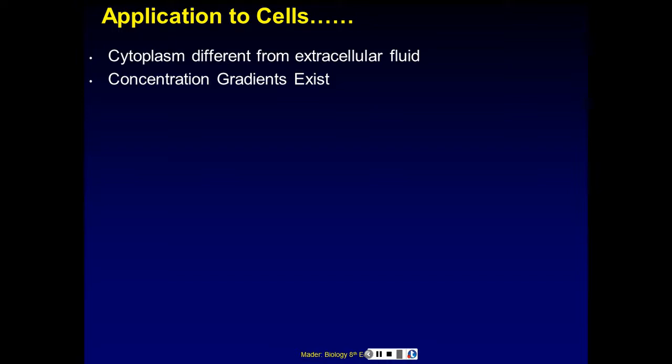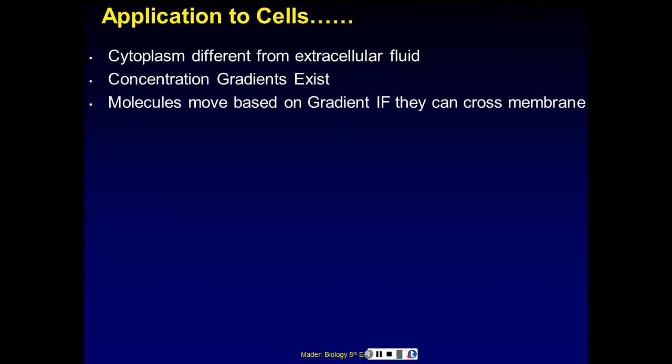and those are two very large ifs, if a gradient exists, those molecules are going to automatically move from the area where they are higher concentrated to the area where they are lower concentrated. And this is done without energy. It's done without any control from the cell. The cell can't stop it. If there is a concentration gradient that exists, they will automatically go from high to low based on that gradient. And again, that's if they can go through that plasma membrane. So molecules move based on gradient if they can cross the membrane.